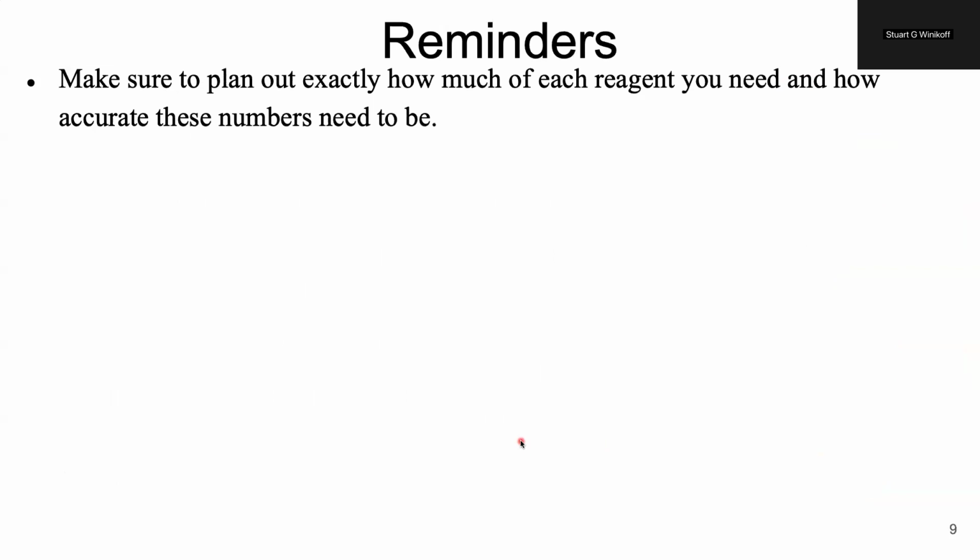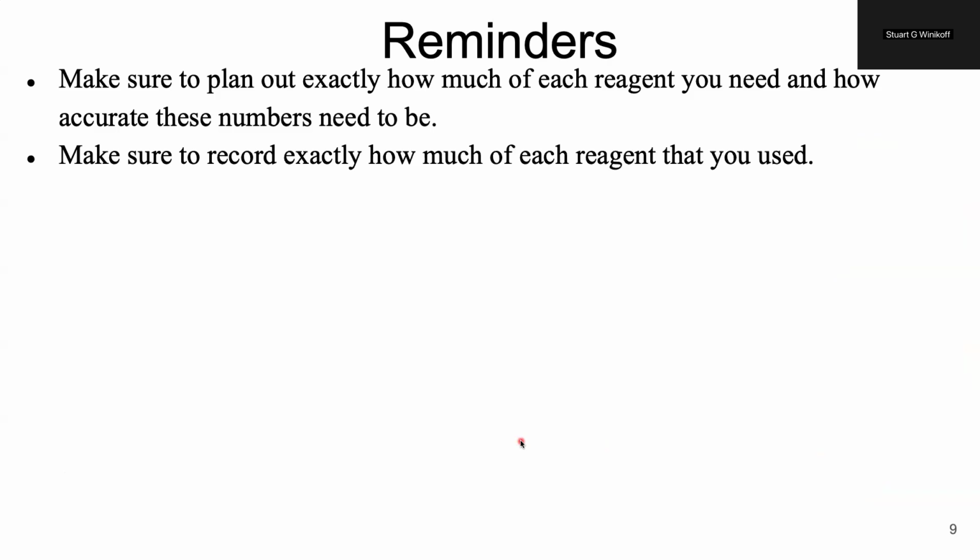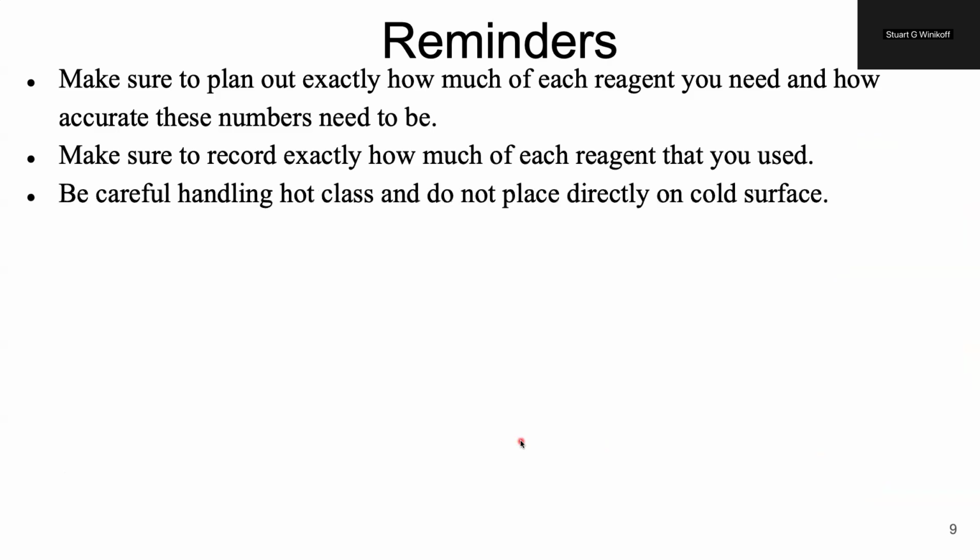So a couple things to keep in mind when you're performing the lab. Always make sure coming in you know exactly how much of each reagent you need and pay attention to how accurate these numbers need to be. If it says approximately 8 grams, it does not need to be 8.00. Again, approximate is good enough, but whatever you weighed out, make sure you record that.